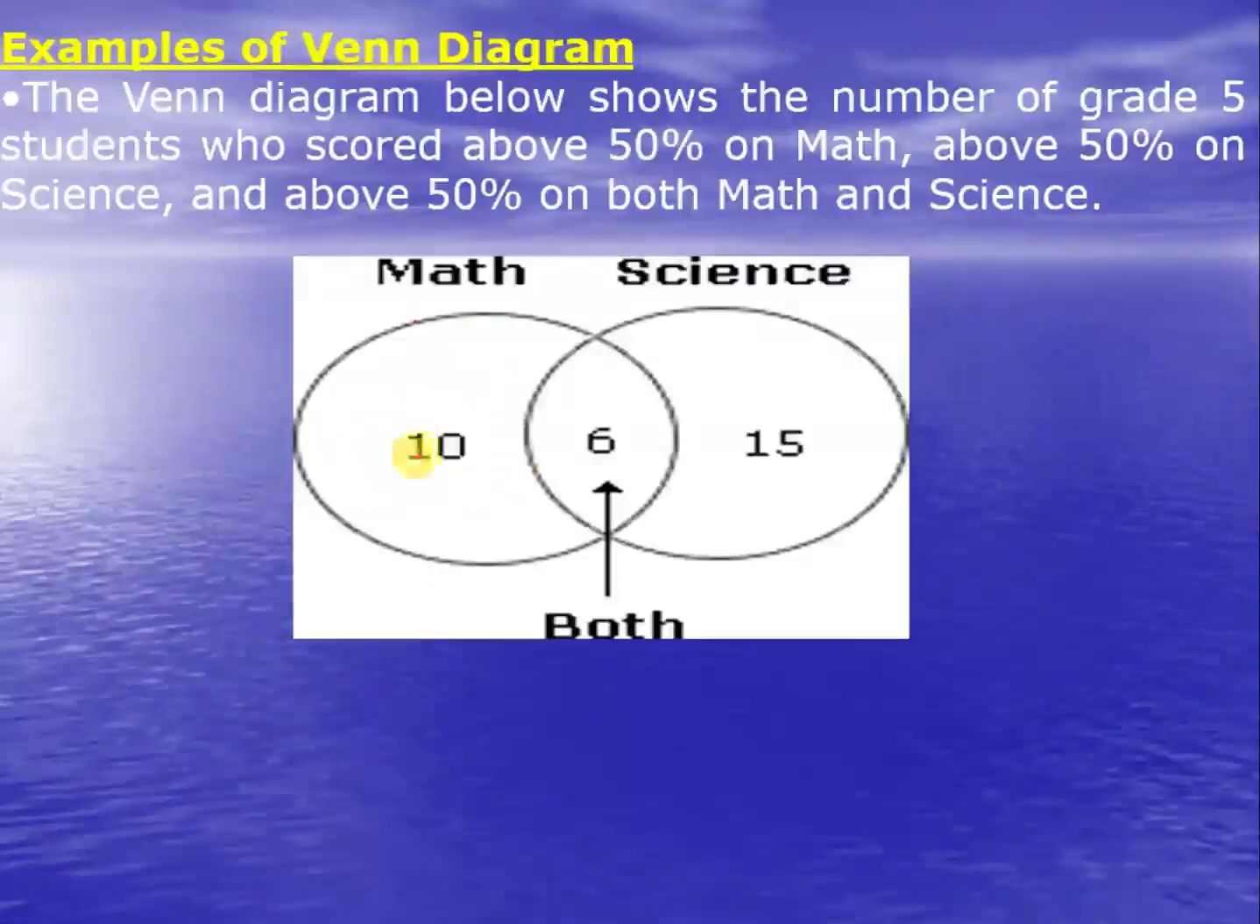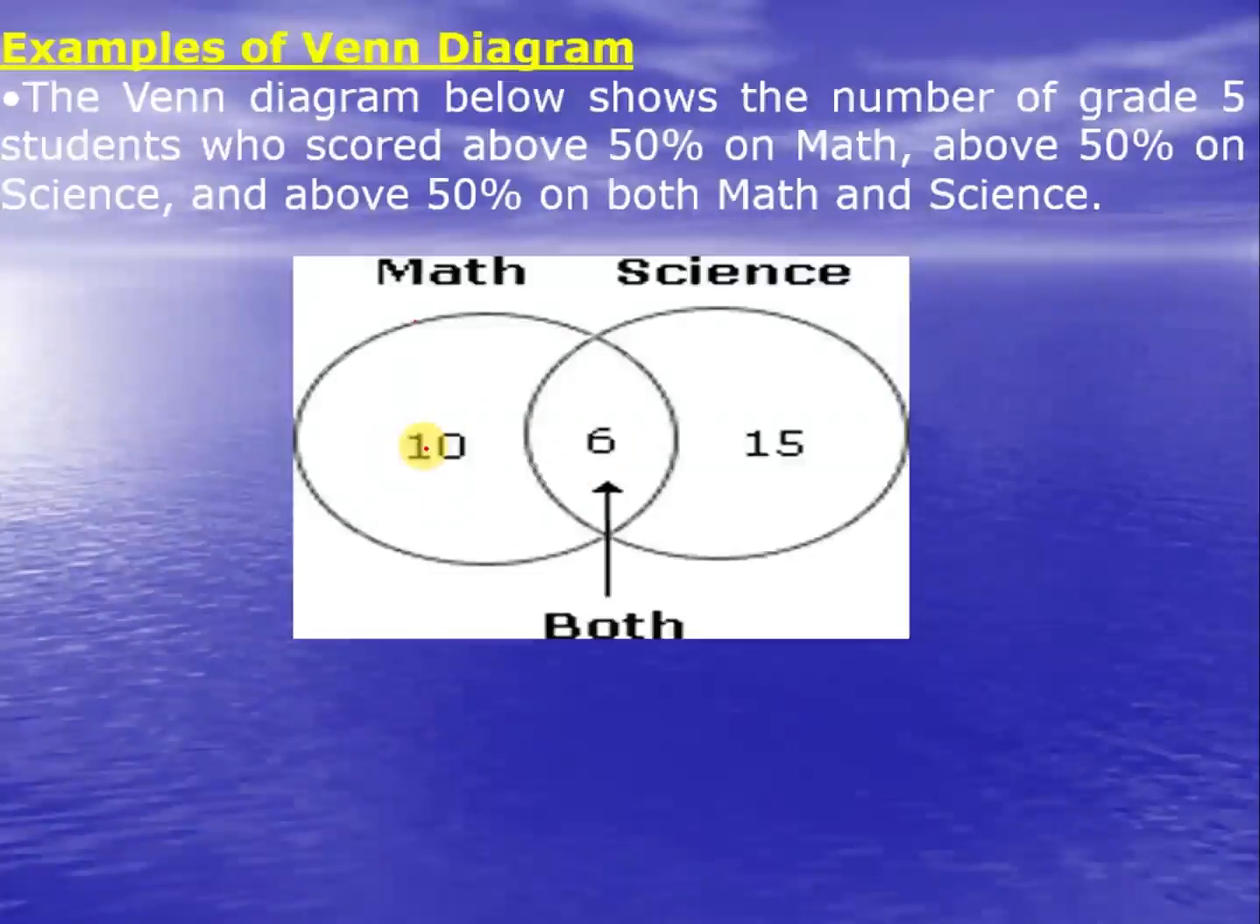16, because 10 plus 6 gives me 16. And those who pass above 50% in English, also the same, add 6 plus 15, that will give me 21. Now, those who scored above 50% in both is only 6. Okay. Now, with this same Venn diagram, 10 of the math students only scored above 50% in math.